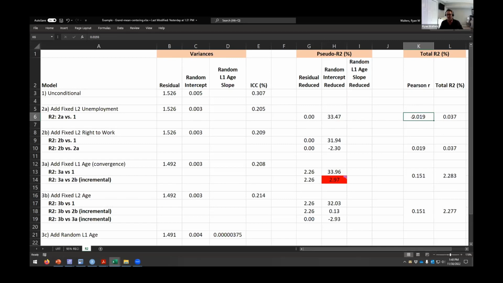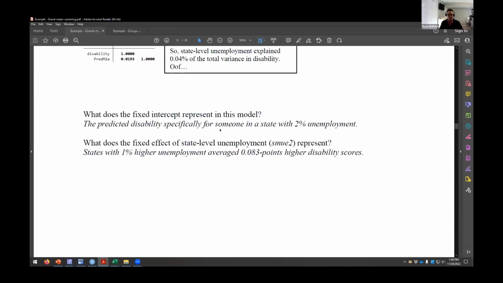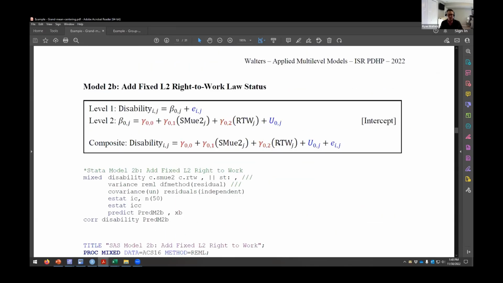Our Pearson R is typed in, which calculates directly our total R-square as a percent, so 0.04%. So again, whether you're using R or any of the other software programs, you can either ask for it directly or you can use the Excel spreadsheet to get it. Interpretations of all fixed effects are provided.